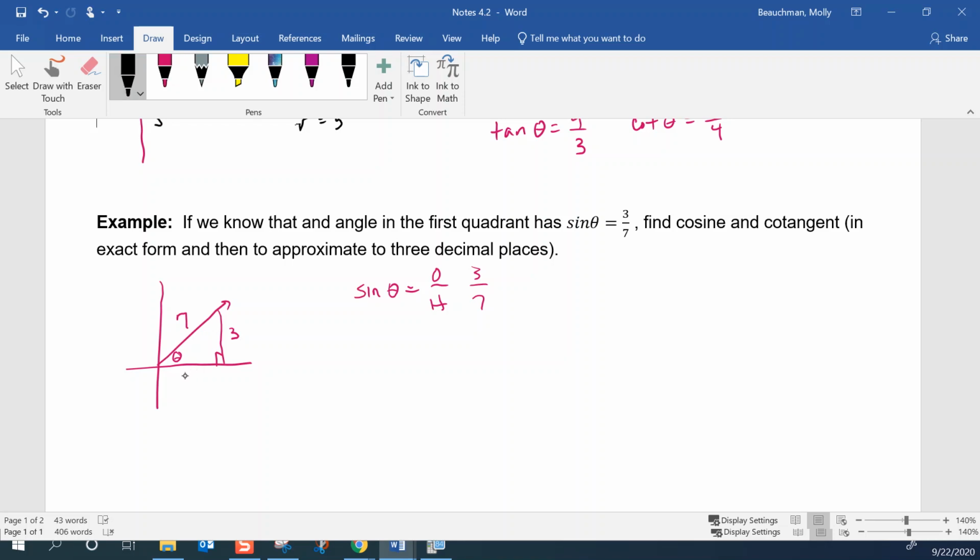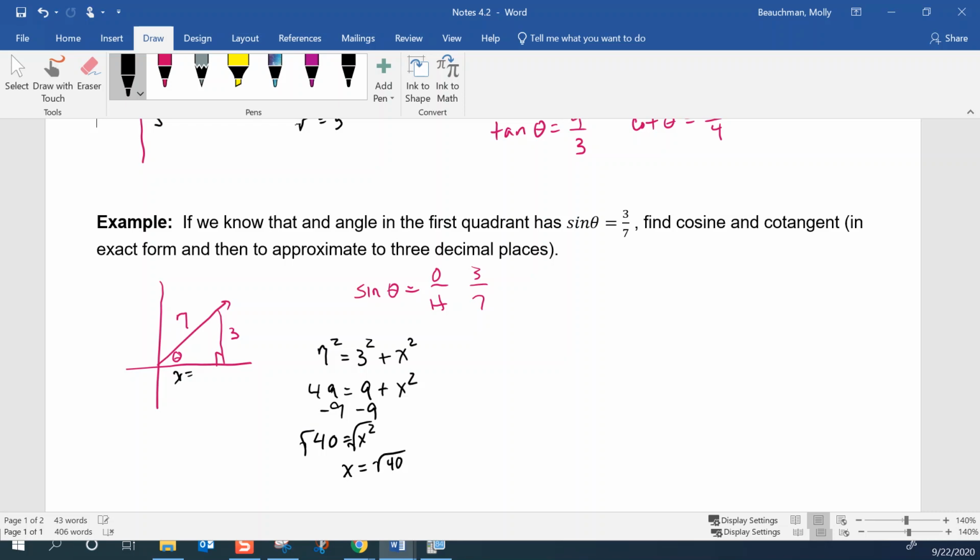So I'm going to use x this time, to find the horizontal distance. So I'm going to use the Pythagorean theorem again. This time we've got 7 squared is equal to 3 squared plus x squared. x is what we're looking for. 7 squared is 49, is equal to 3 squared, which is 9, plus x squared. Subtract 9 from each side. I get 40 is equal to x squared. Square root both sides. x is equal to the square root of 40.